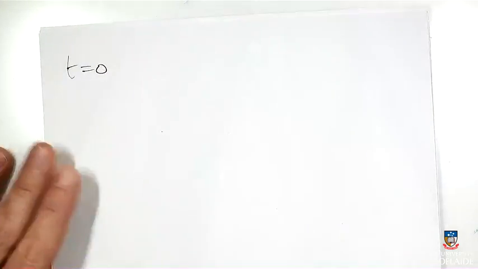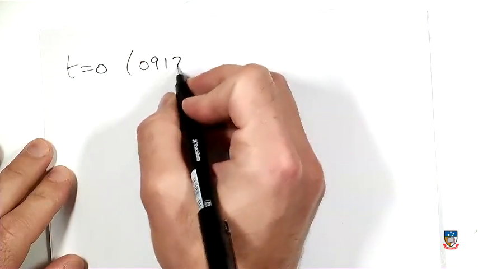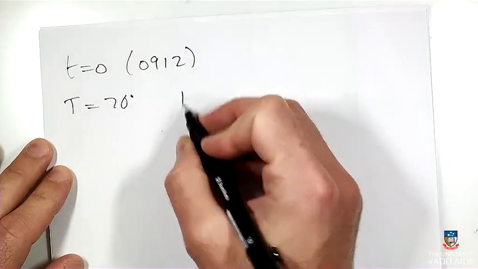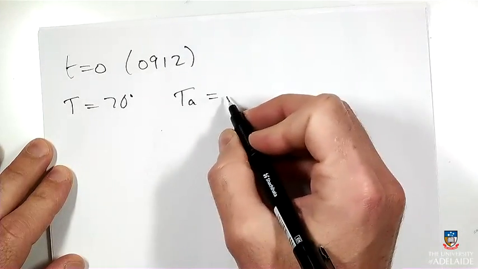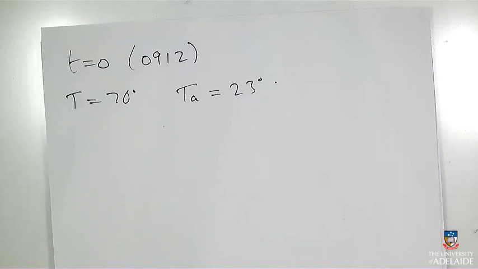So this water is 70 degrees at the moment in a 23-degree room. And the time is currently 9:12. So the temperature was 70 degrees, and the ambient temperature of the room, I'll call that T_A, is 23 degrees. So there's a measurement that we just took. This is called science.